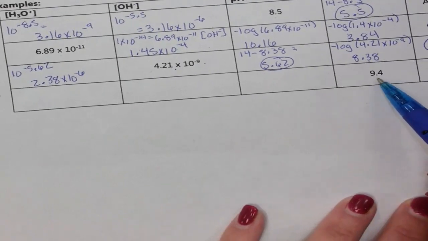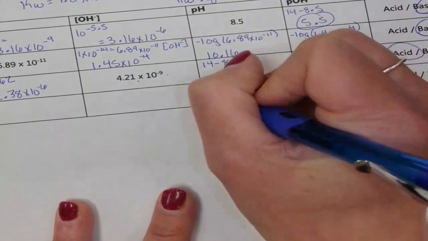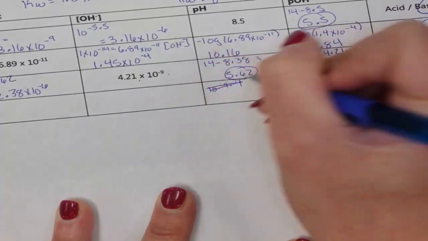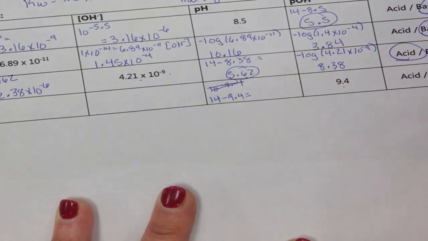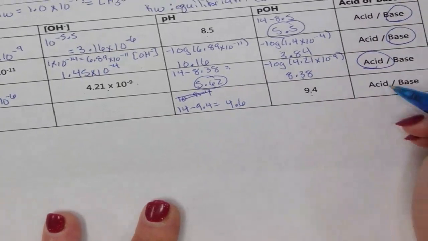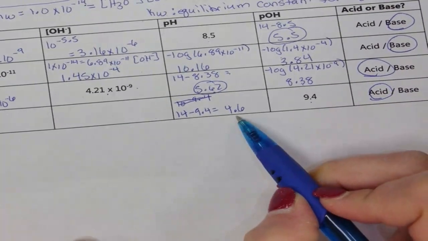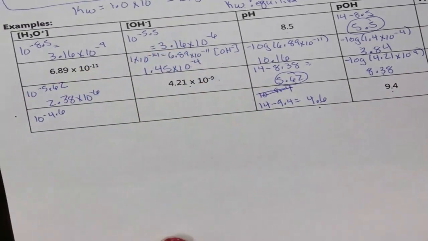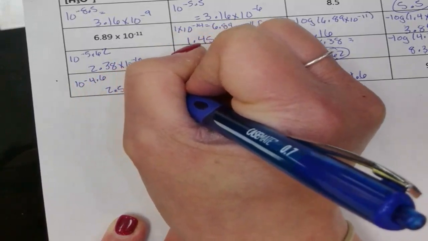The pOH is 9.4. If I do 14 minus 9.4, that gives me a pH of 4.6. The pH is less than 7, so this is an acid. From here, I have my pH value, so I can do 10 to the negative pH to get my hydronium ion concentration, which is 2.51 times 10 to the negative 5th.